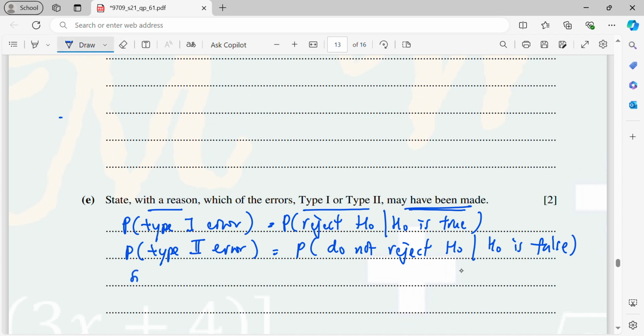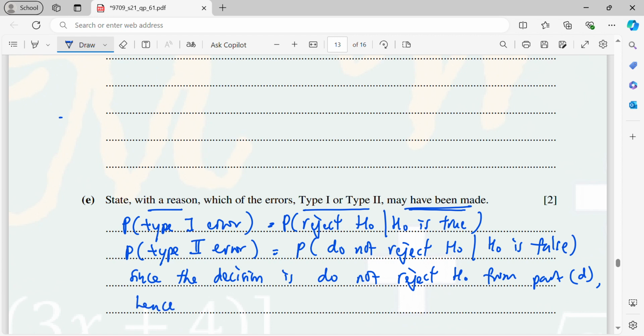Right? So since the decision is do not reject H0 from part D, therefore, or hence, type 2 error may have been made. Okay, so that is the solution for part E.